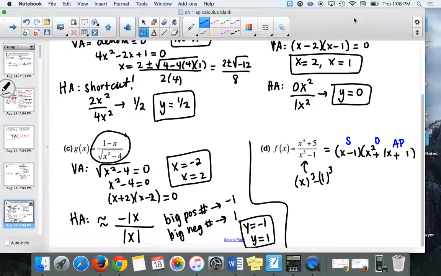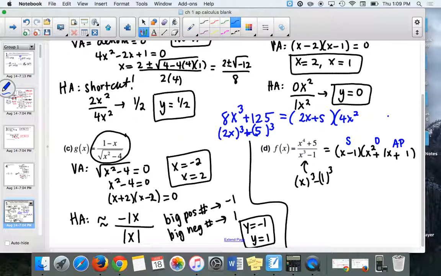All right, so another example, if I had like 8x cubed plus 125, I identify it as being 2x being cubed and 5 being cubed. So if I was going to factor that, I would drop the cubes. I'd have 2x plus 5. I'd square the first item, 4x squared. I'd square the last item, 25. I'd multiply the two things together and get 10x. So same, opposite, always positive, like that. That's how that would factor.